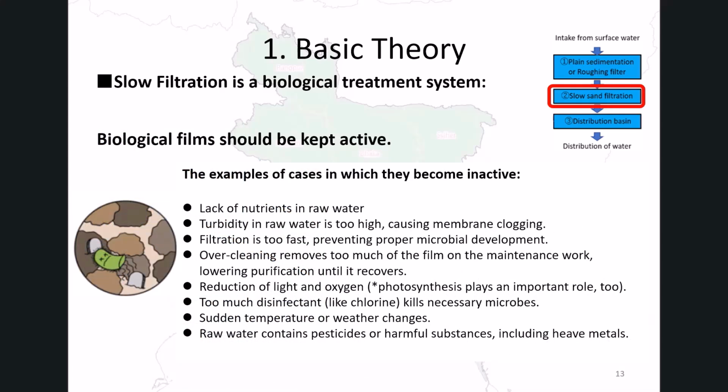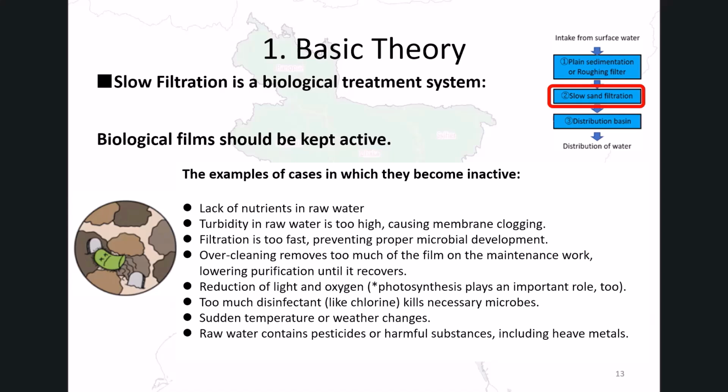The biological film on the sand surface is the core of slow sand filtration and must remain active for proper treatment. Several situations can make this layer inactive. If the raw water lacks nutrients, microorganisms cannot grow well. If turbidity is too high, the surface clogs quickly. When filtration is too fast, microbes do not have enough time to develop. Excessive cleaning during maintenance can remove too much of the film.